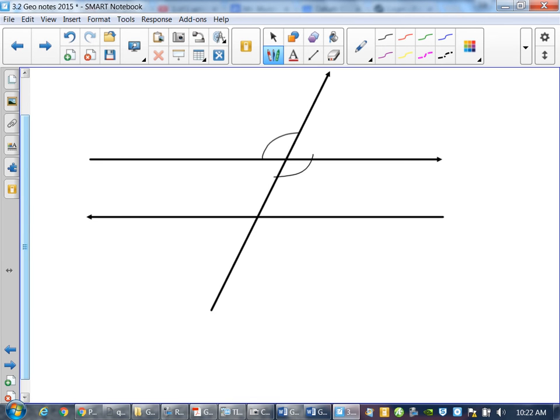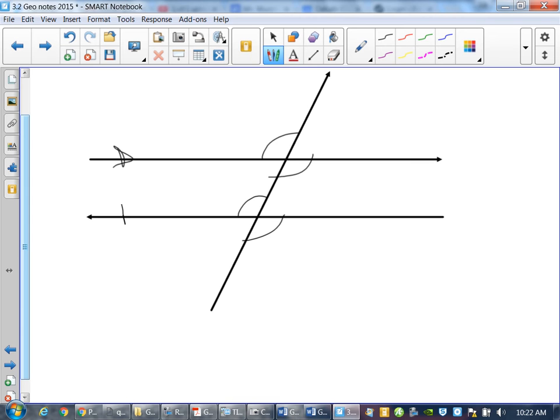Mark it, vertical, switch it, vertical. That's all you had to worry about. If they lined up and they matched the tick mark, they're equal. If they did not match the tick mark, if one had it and one did not, they were supplementary.